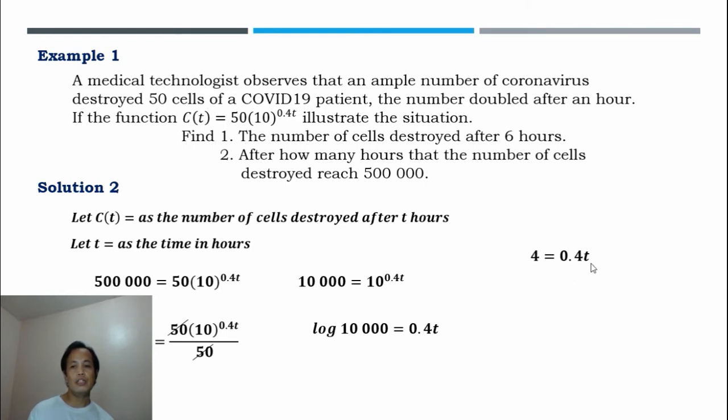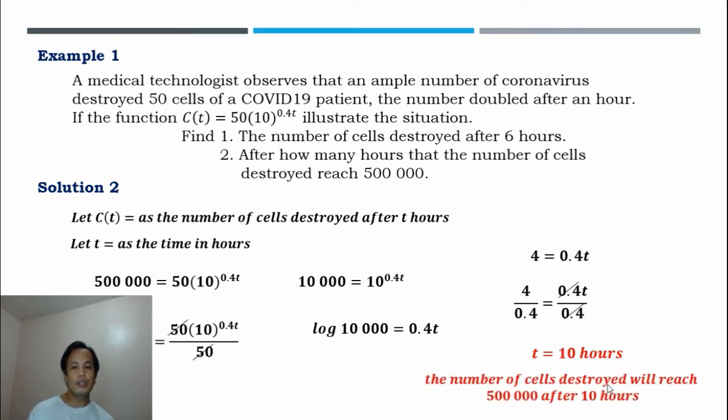Then, since we are to solve for t here, we eliminate the 0.4. So we divide both sides by 0.4. We cancel out 0.4. What remains is 4 over 0.4, which is equal to 10. So therefore, the number of cells destroyed will reach 500,000 after 10 hours.